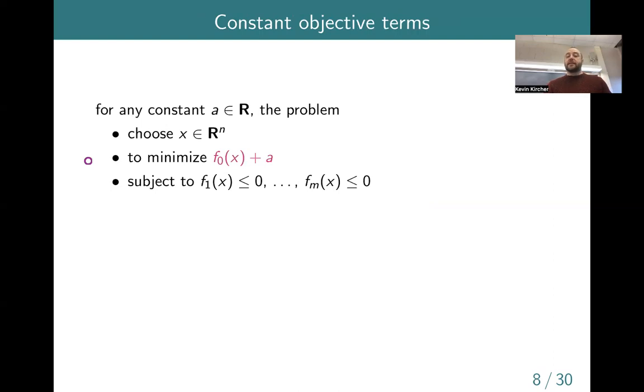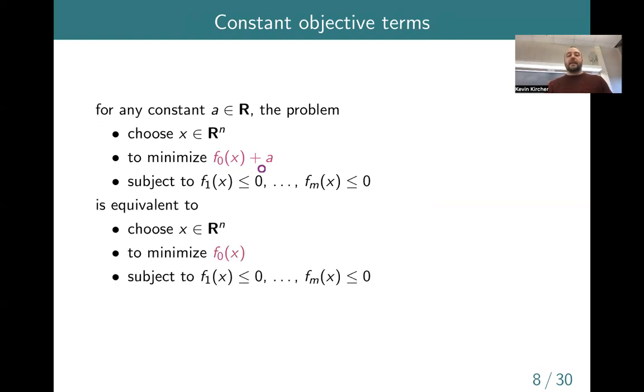If you have a constant in the objective term, which often comes up, it turns out that minimizing this f naught plus any constant a is equivalent to just minimizing f naught. You can see how that works, right? The decision doesn't really affect that constant term, so you can just strip it out.